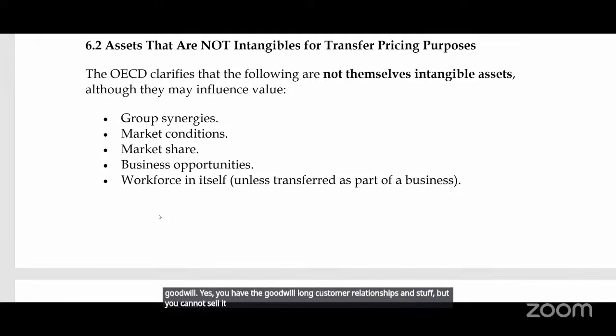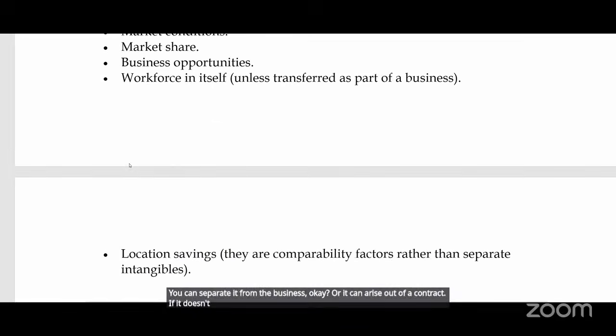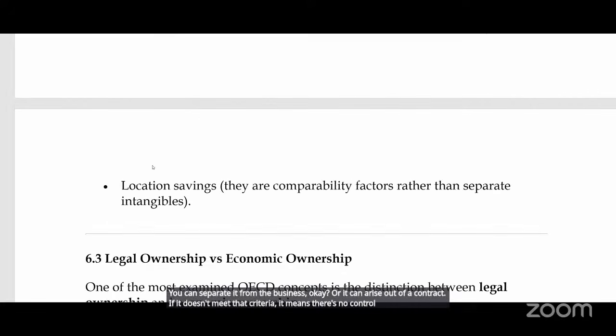So when you look at the IFRS, particularly IAS 38, it says that an intangible asset is an identifiable asset, meaning that you can separate it from the business, or it can arise out of a contract. If it doesn't meet that criteria, it means there's no control. And locational savings, these things are just comparability factors.